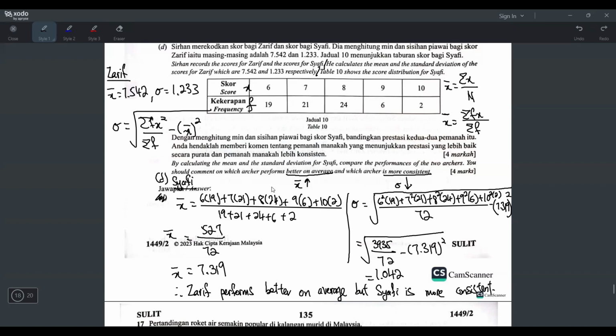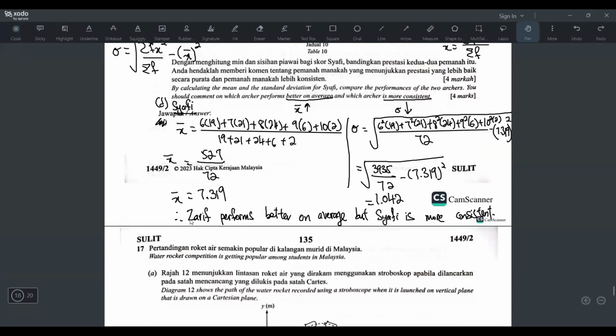The soalan ask you to comment, right? Comment on which archer perform better and which archer. So I sudah comment lah. Ini comment saya. Zarif perform better average, but and Shafi is more consistent. Okay, sudah siap.